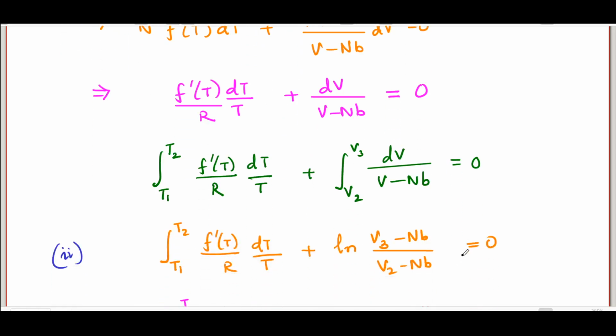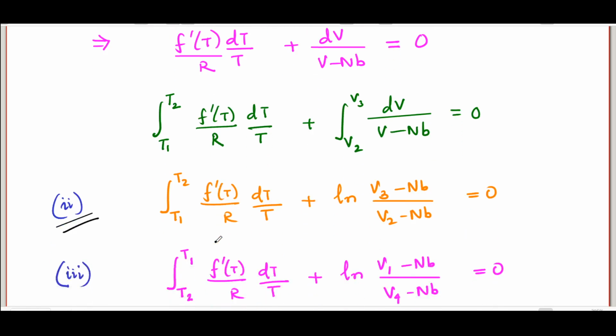And now this simply gives me that for the path 2, you get this integral plus log of V3 minus nb by V2 minus nb equals 0. Once again, as in the case of the generic ideal gas, I cannot really completely solve for this unless I know the form f of T and hence its derivative. However, I don't need to, as we have already seen before. 2 is an adiabat, so is 4, actually not 3.